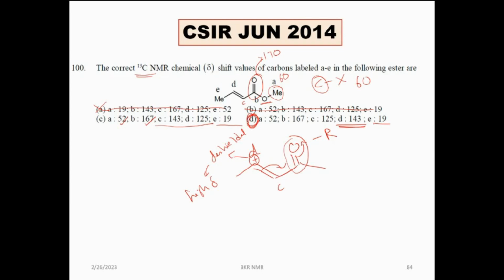Now coming to carbon NMR. Where does an alkane carbon come? Just tell me the range. 30. Alkane carbons 30. Very good. Then a carbon attached to a heteroatom? 60. Very good. Alkyne carbon? 80. Alkene carbon? 110. Aromatic carbon? 130. Very good.